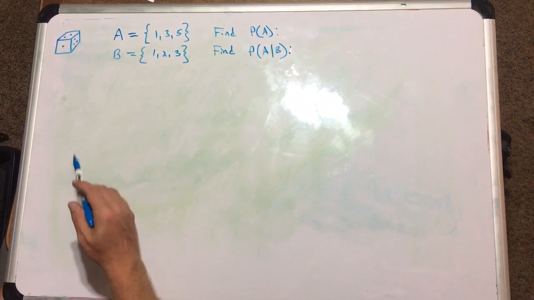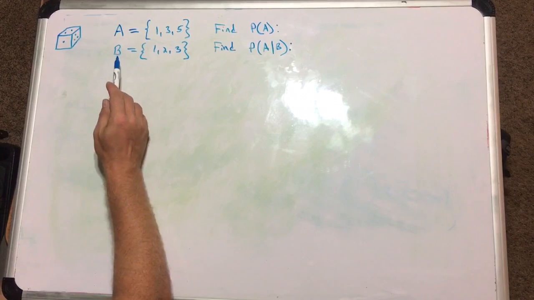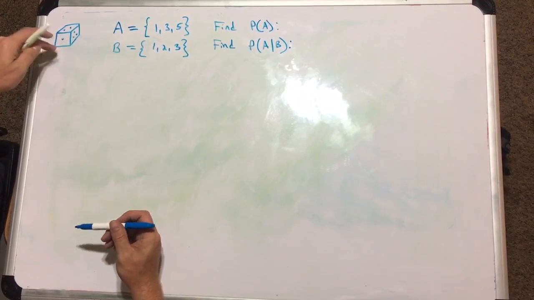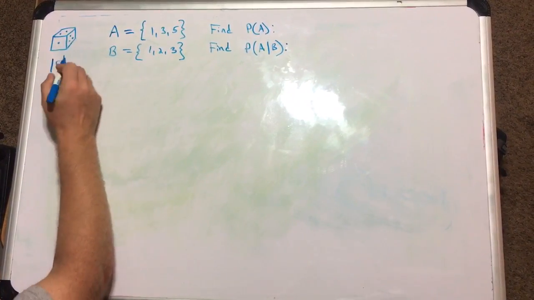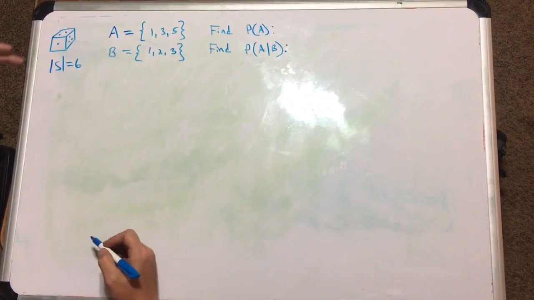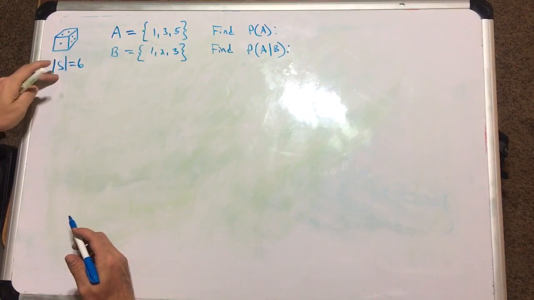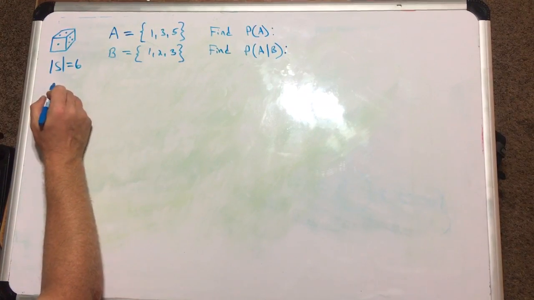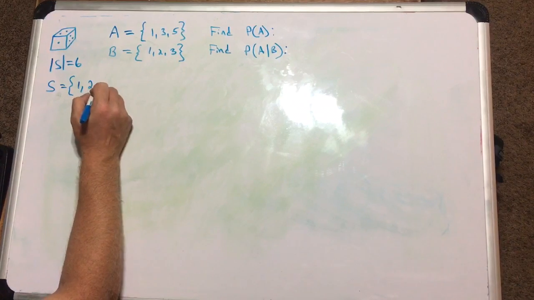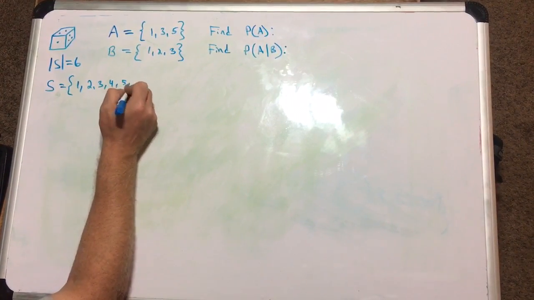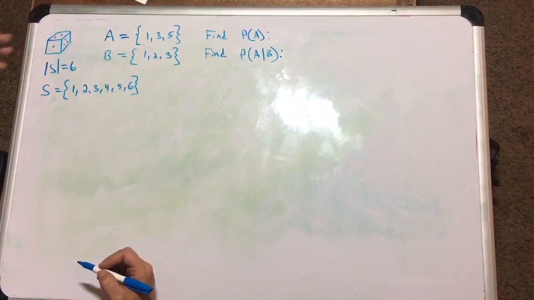So we have two sets that I'm going to be working with for this die. Now, the sample space for the die: we know the cardinality of the sample space is equal to 6 because there are 6 different possibilities. So that's our sample space, S. The actual elements of S are this set here: 1, 2, 3, 4, 5, or 6. Hence the cardinality of S is equal to 6.